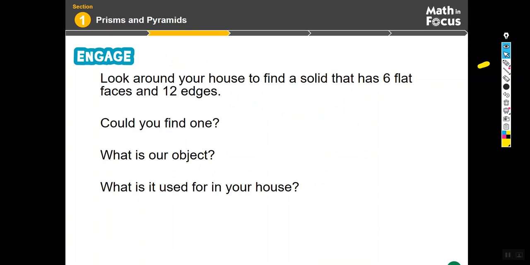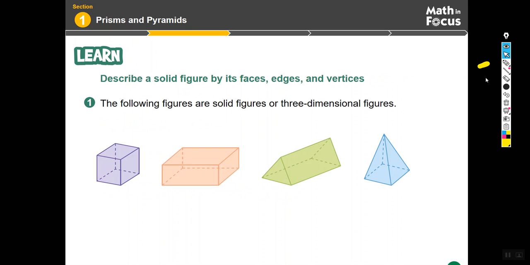All right, I want you to look around your house and find a solid that has 6 flat faces and 12 edges. So I want you to pause this video and see if you can find something that matches that description. Okay, once you find your object, answer the questions. Could you find one? What was the object? And what is it used for in your house? Okay, all right, let's go on.